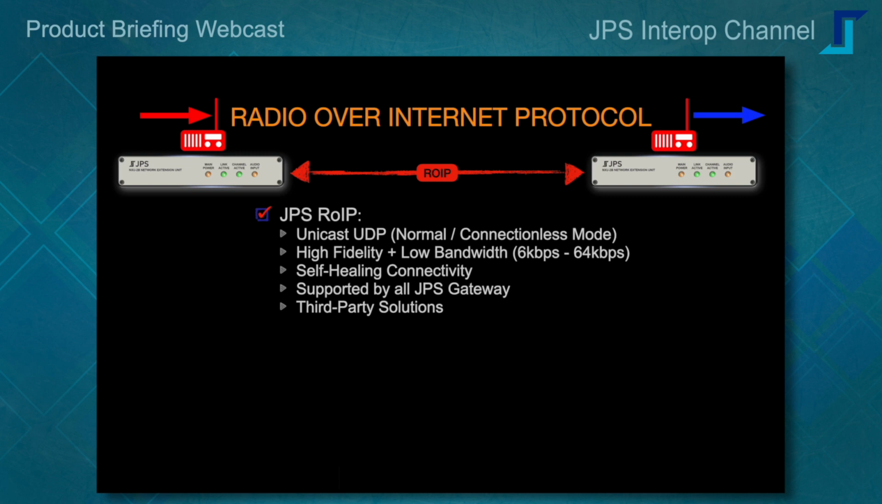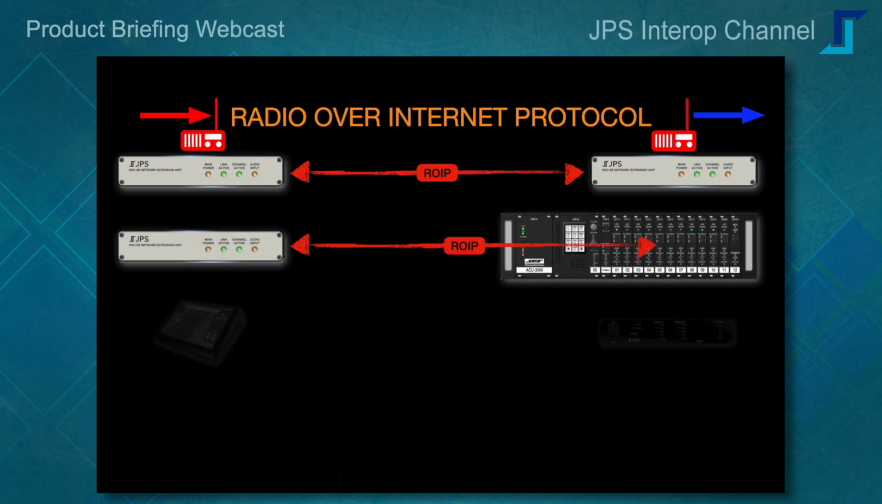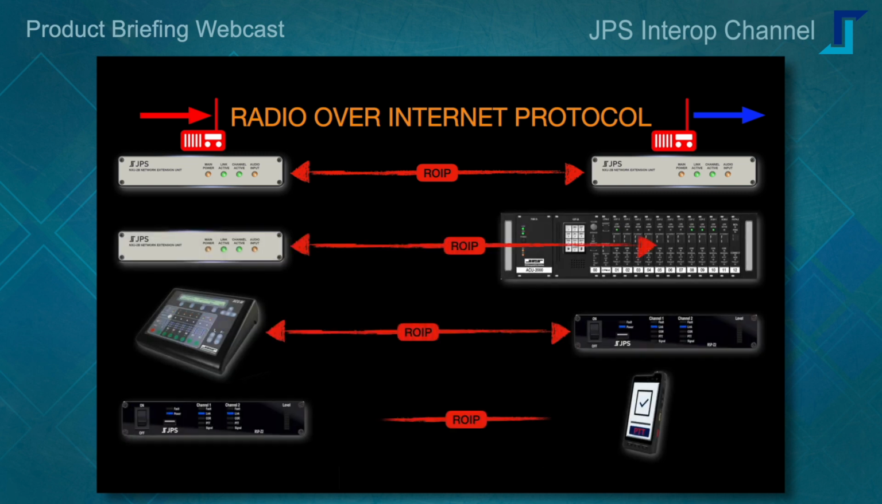Obviously, the JPS RoIP connectivity is self-healing, and that's important, especially if I have tactical operations. And again, we can support all types of JPS gateways. That's one of the important aspects of the original JPS standard RoIP: it exists in literally every product that JPS offers, and that's really the bond that we can create with all these devices. So JPS RoIP is, again, very important.